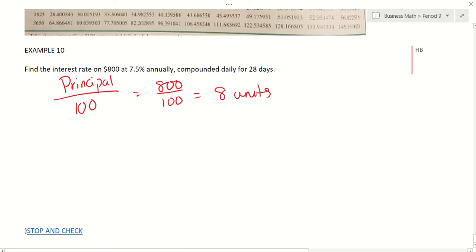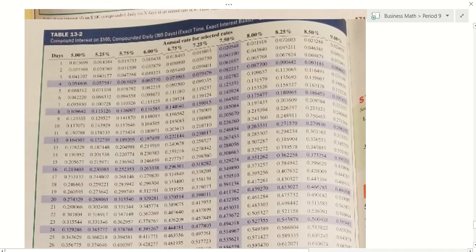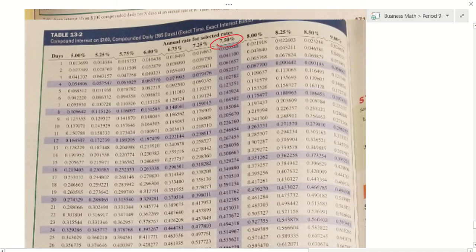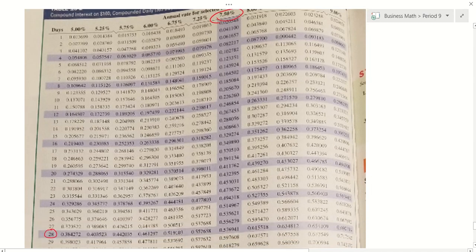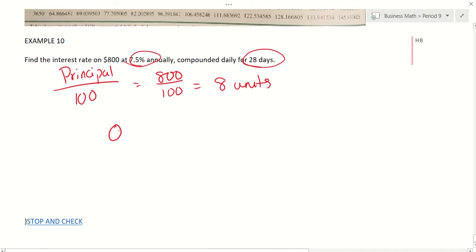So now we have 28 days. We have 7.5%. Let's go and see where that falls on the table. 7.5%, that's right here. And then we have 28 days, that's right here. So we intersect right there. That's our lucky number. That number, bring it down to the question, is 0.576941.